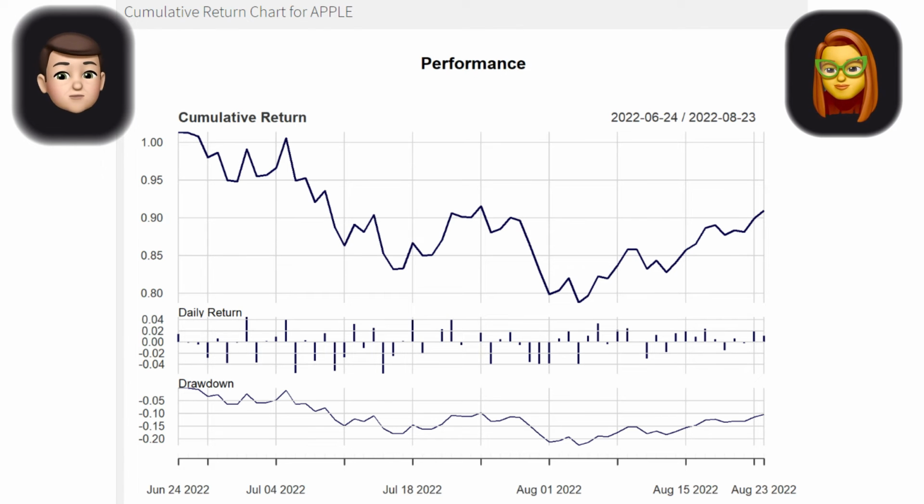When the chart is carefully examined, it can be seen that the cumulative returns have been increasing recently. This situation can be considered as a positive signal about the investment vehicle.